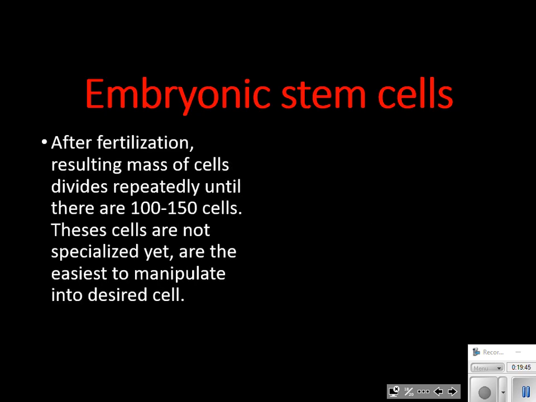Embryonic stem cells. After fertilization, there's a resulting mass of cells that divide repeatedly until there's about 100 to 150 cells. These cells are not yet specialized, and they are easy to manipulate into desired cells. Embryonic stem cells.